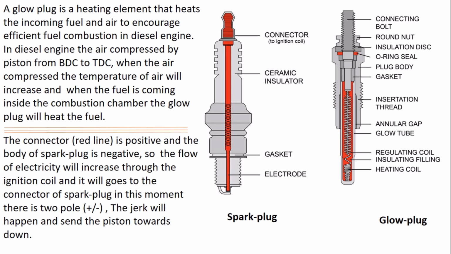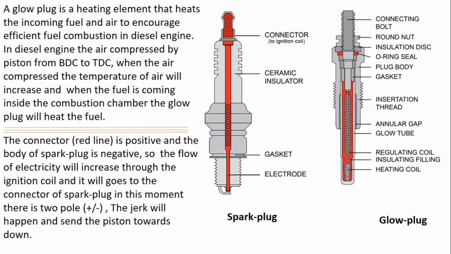Now we have the glow plug and the spark plug. A spark plug is for the petrol engine and the glow plug is for the diesel engine. The glow plug is a heating element that heats the incoming fuel and air to encourage efficient fuel combustion in the diesel engine. In the diesel engine, the air is compressed by the piston from BDC to TDC, and when the air is compressed, its temperature increases, and when the fuel comes inside the combustion chamber, the glow plug will heat the fuel.